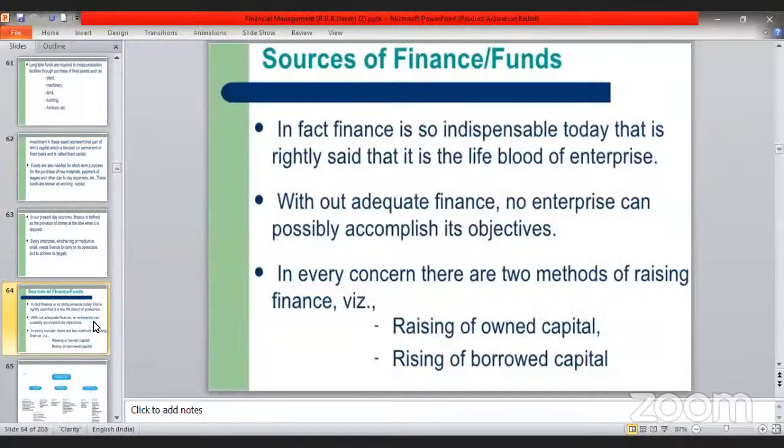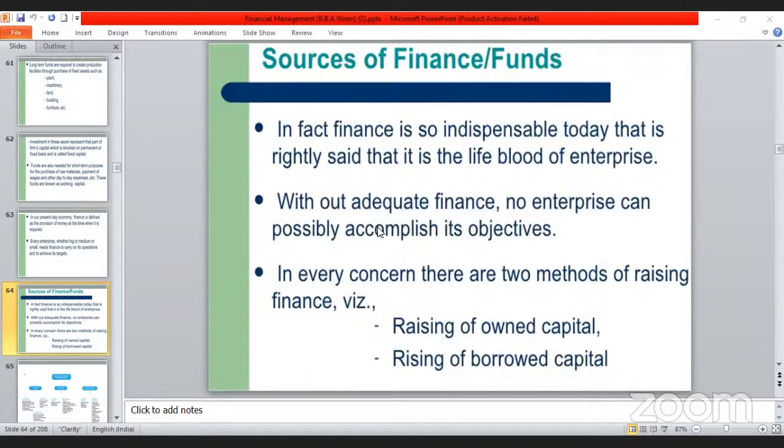Starting your business, from where will you be getting the funds? Finance is indispensable today. It is rightly said that it is the blood. Without blood, can we live? We cannot live without blood. So without adequate finance, no enterprise will be possible; they cannot reach their objectives.